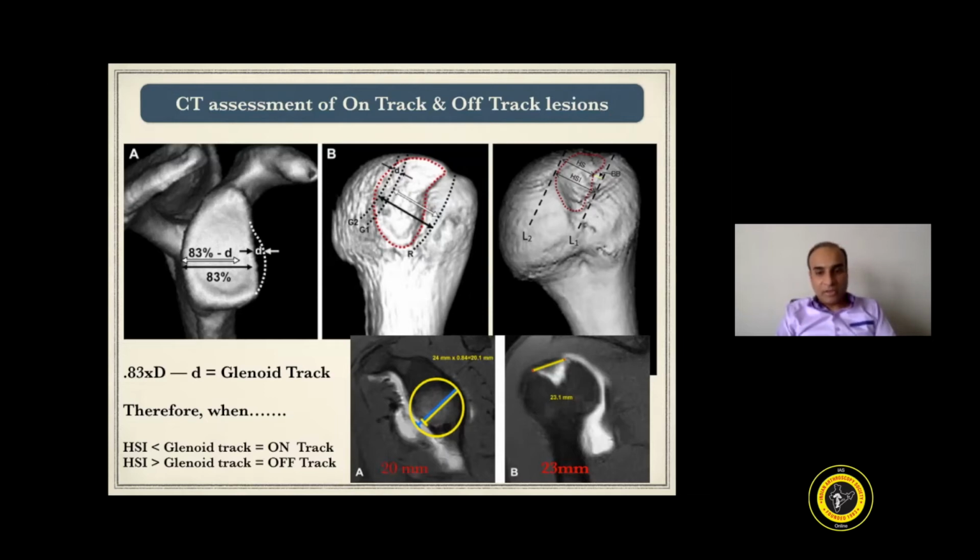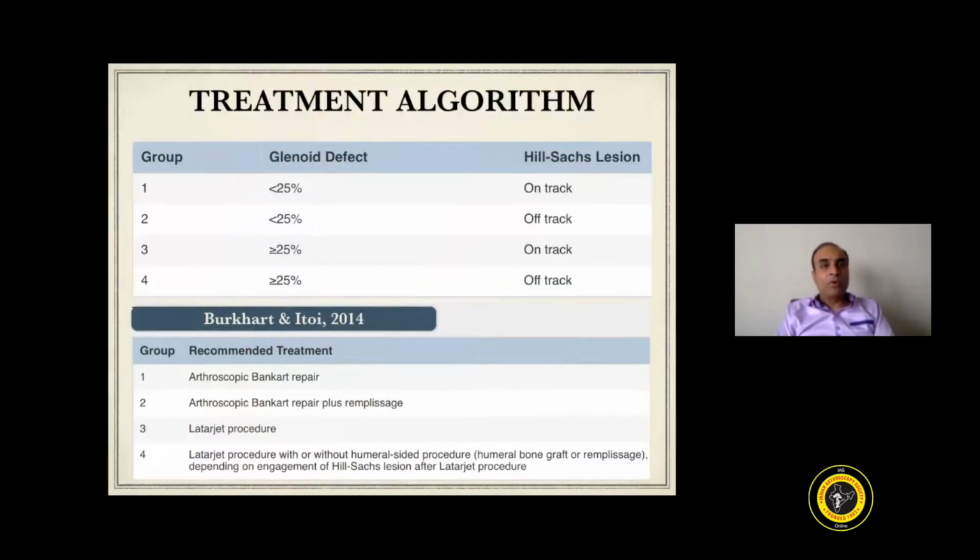The same has also been demonstrated in these MRI scan pictures, which you can figure out. The treatment algorithm proposed is glenoid defects of more than 25% will need some bony surgery. Typically, this is done in the form of a Latarjet procedure. Glenoid bone defects less than 25% could be essentially of two types.